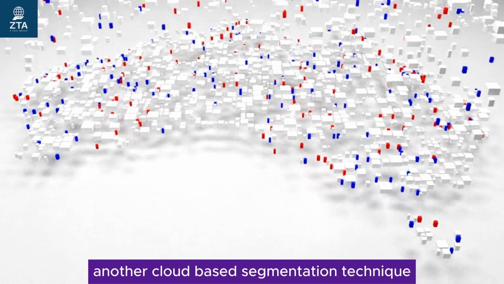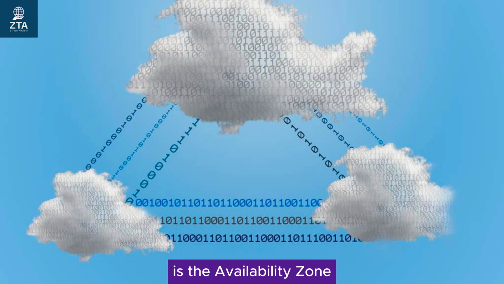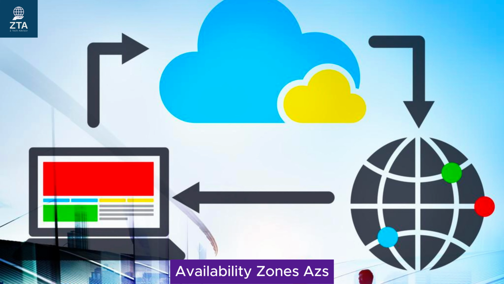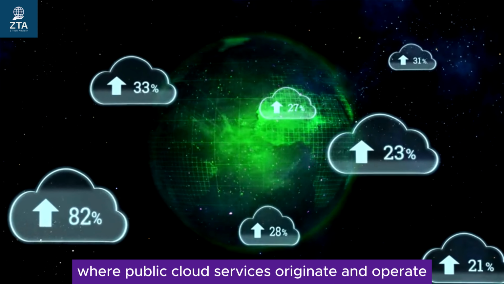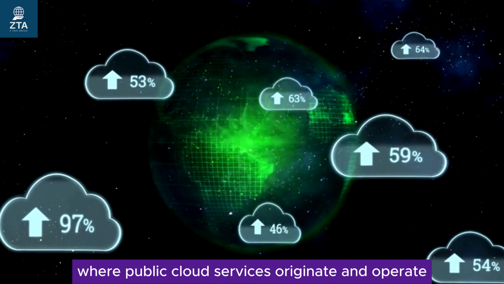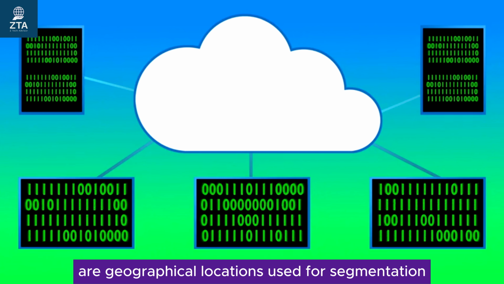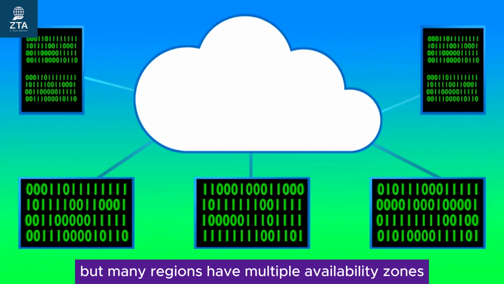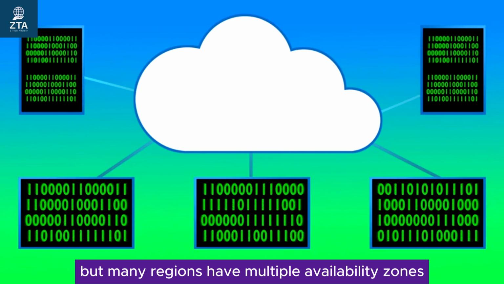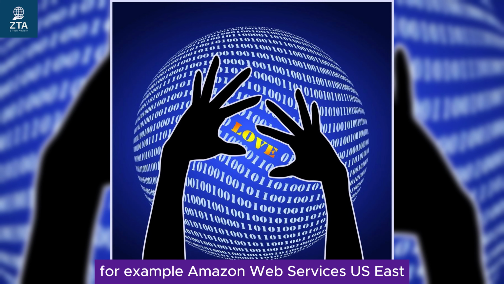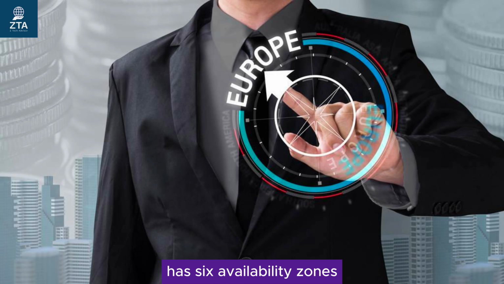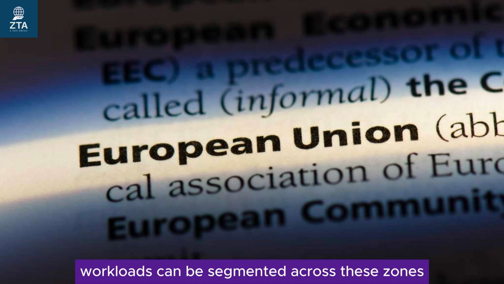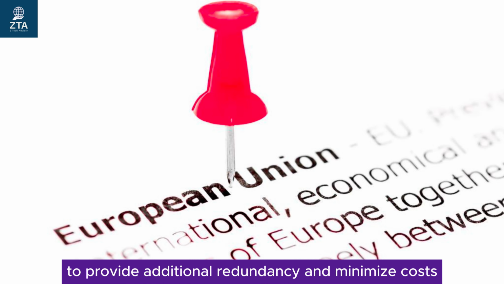Another cloud-based segmentation technique is the availability zone. Availability zones, AZs, are isolated locations within data center regions where public cloud services originate and operate. Regions are geographical locations used for segmentation, but many regions have multiple availability zones. For example, Amazon Web Services East, one region in Northern Virginia, has 6 availability zones. Workloads can be segmented across these zones to provide additional redundancy and minimize costs.